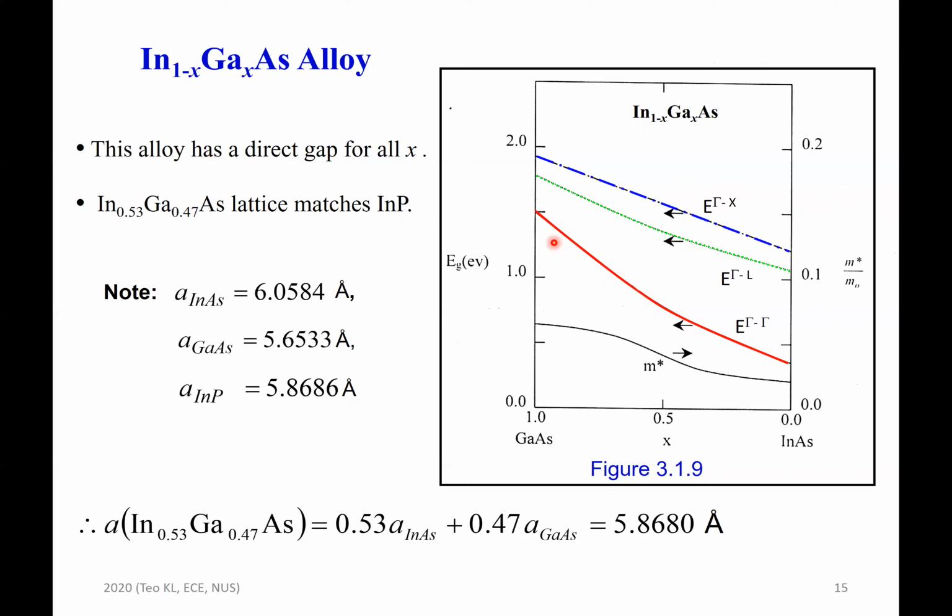So the gamma point of the conduction band with respect to the top of the valence band is always the lowest. So it's always a direct band gap semiconductor. Because indium arsenide is a direct band gap and gallium arsenide is a direct band gap, intuitively you expect that as you change the composition, it will still remain a direct band gap for all compositions of x. Now this curve is basically the effective mass, m star over m naught. As you change your composition from x equals 0 to x equals 1, the effective mass will change.